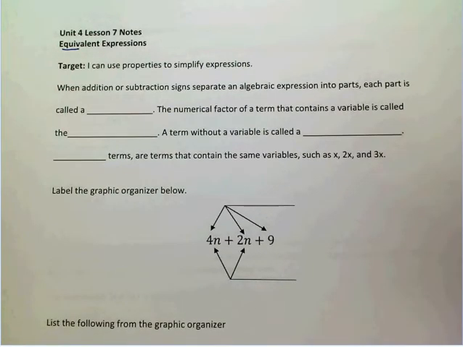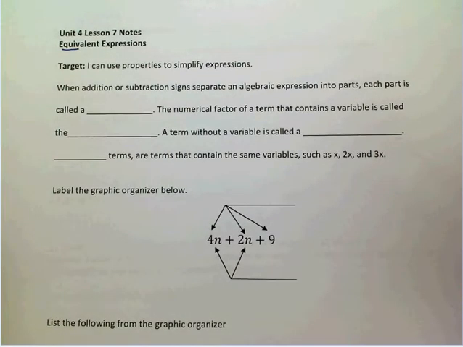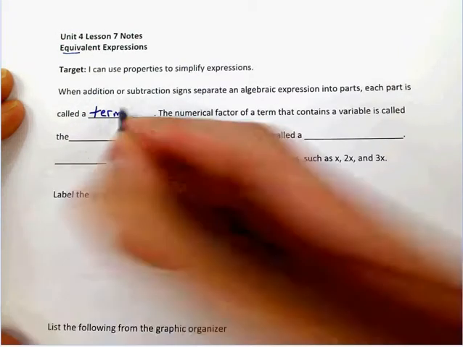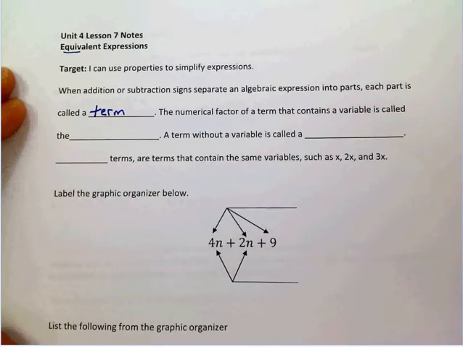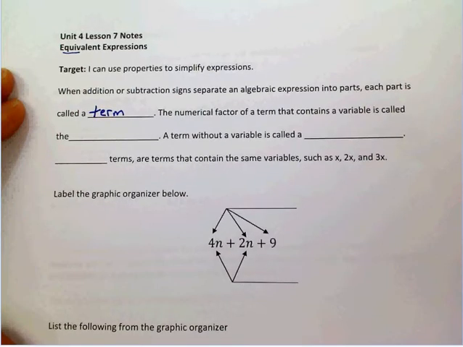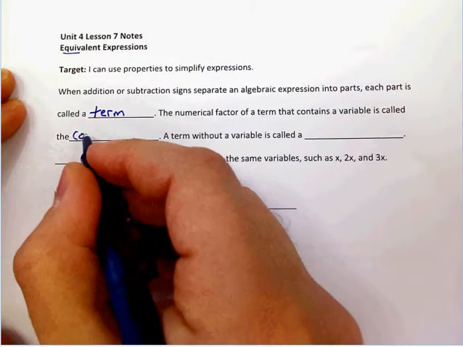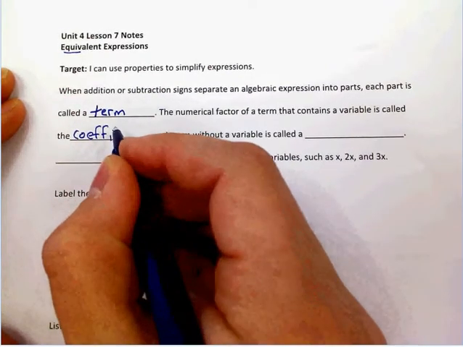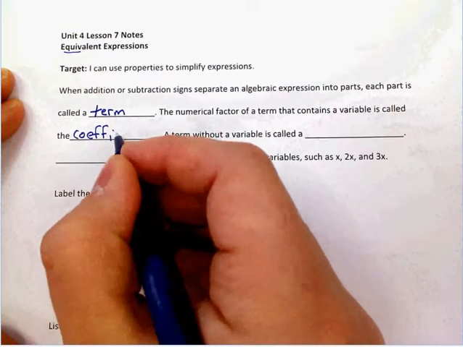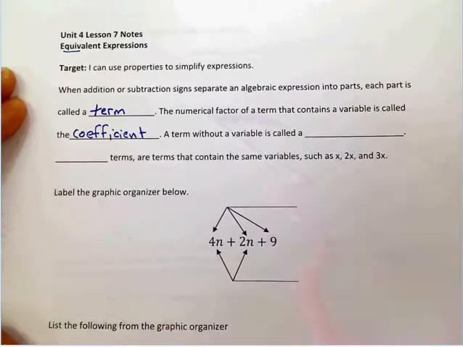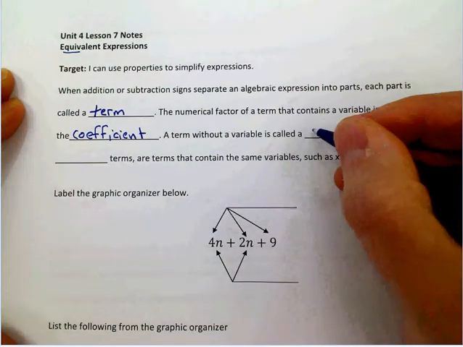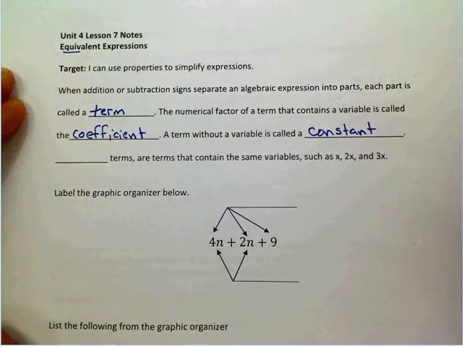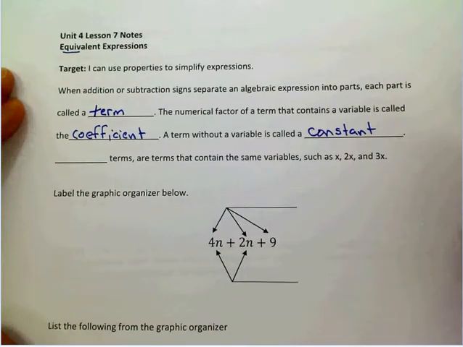When addition or subtraction signs separate an algebraic expression into parts, each part is called a term. The numerical factor of a term that contains a variable is called the coefficient. A term without a variable is called a constant. And I have an example of this down below. Constant, like remember, staying the same.